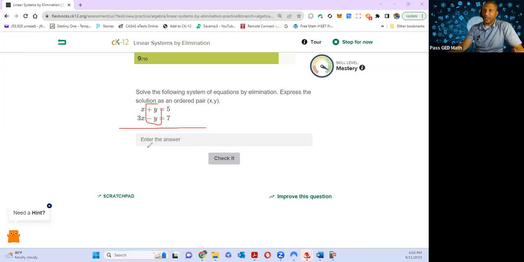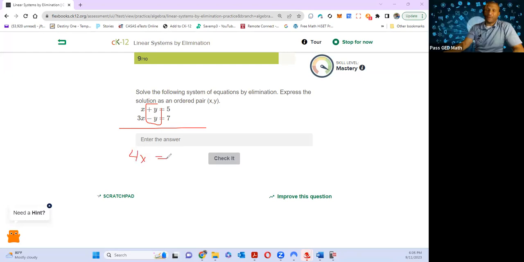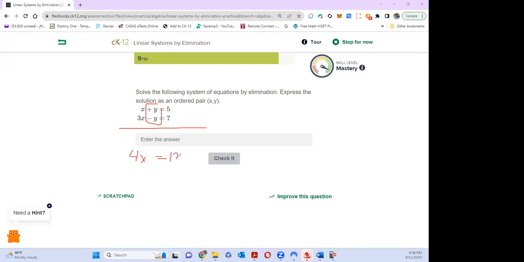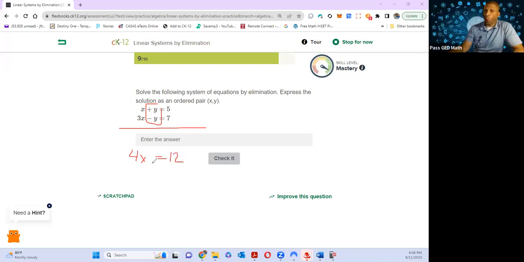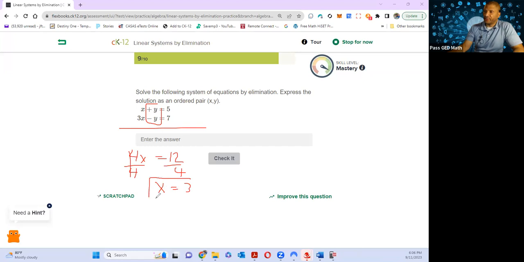What's 3x plus x? It's 4x. The y is canceled. What's 5 plus 7? 12. In order to solve for x, what do I need to do? Divide by 4. So we know x is equal to 3.